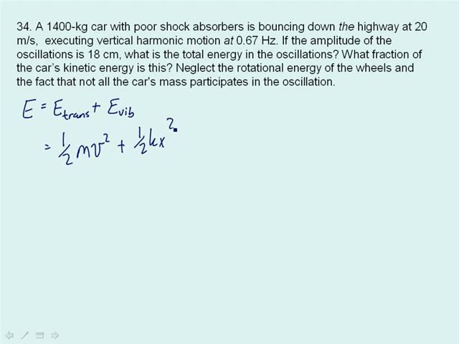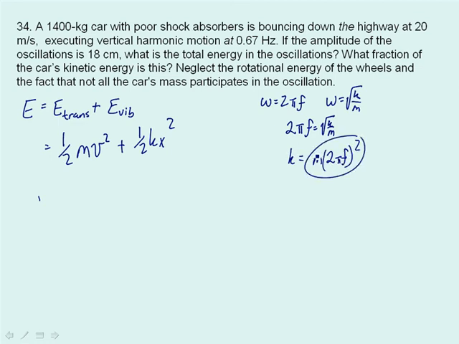So since omega is equal to 2 pi f and omega is equal to the square root of k over m for a spring, I can say that 2 pi f is equal to the square root of k over m, and I can create an expression for k that's in terms of m and f. So if I solve this for k, I get that k is equal to m times 2 pi f squared. So I'm going to plug that in here so that it's an equation that I can solve.